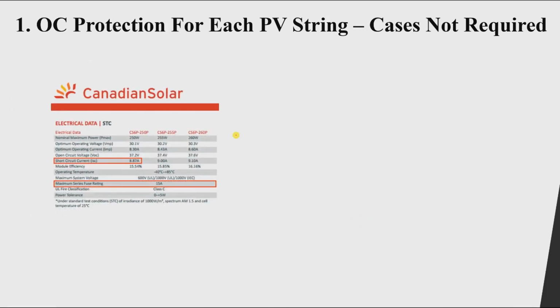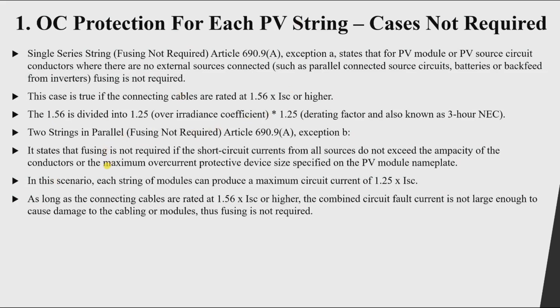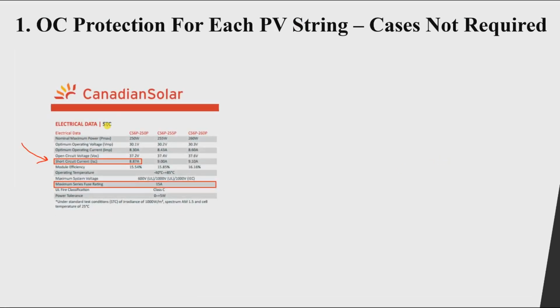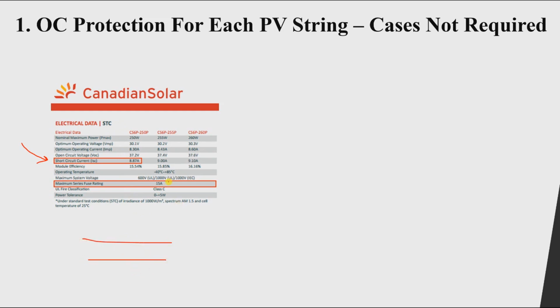Now let's understand what I'm talking about. We have here the short circuit current that we use, and you can see here the maximum series fuse rating, which is 15 ampere. What does this represent? This represents this part. You can see here the maximum overcurrent protective device specified on the PV module nameplate. So you can see 15 ampere. If we have two strings in parallel, the worst short circuit current, 1.25 multiplied by 8.87, will of course be less than 15 amperes. So you don't have to worry about anything, okay?